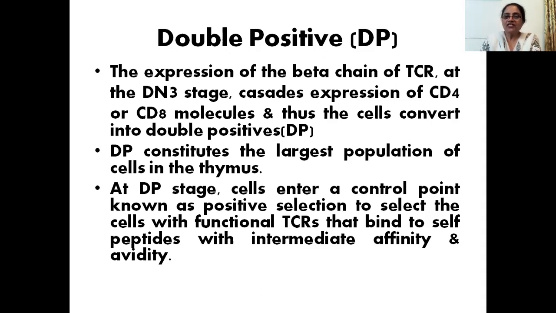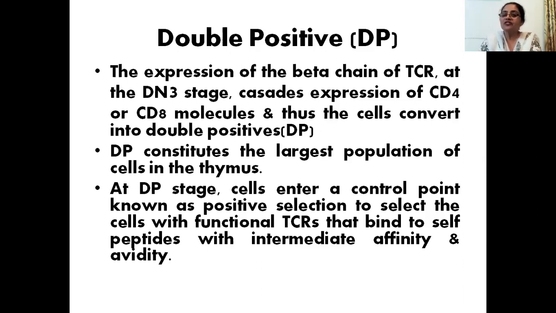At the double positive state, cells enter a control point. Why are they more in population? Because a lot of soldiers are prepared. A lot of soldiers are in the process of preparing to fight. That means at the DP stage, a selection procedure, the first selection procedure, has to take place. Now they have to be put to the test whether they are ready to fight. So how does this selection procedure take place?